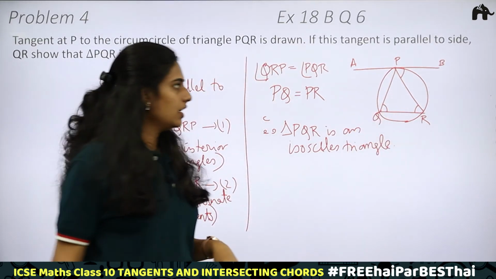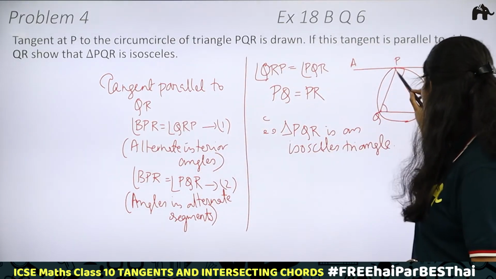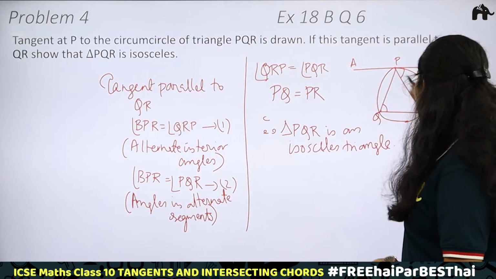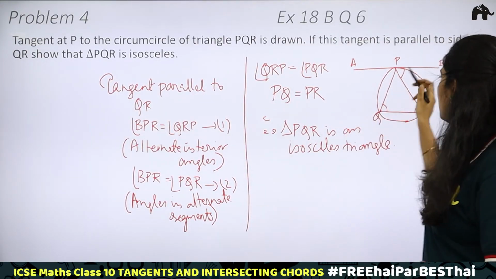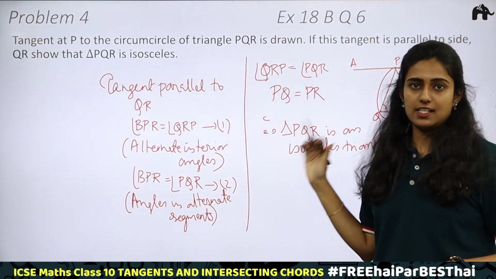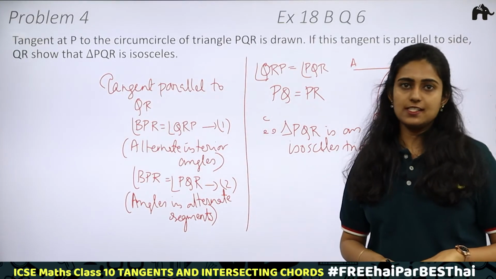Clear? So here, just consider the parallel lines. Take the transversal. Here PR is a transversal. So when a transversal cuts parallel lines, you will have alternate interior angles. Then we are using the angles in alternate segment concept to show that triangle PQR is an isosceles triangle.